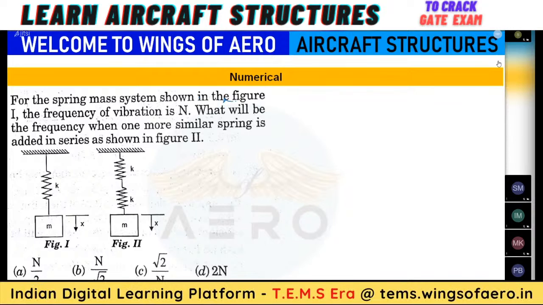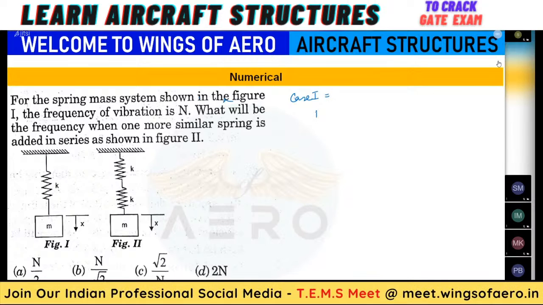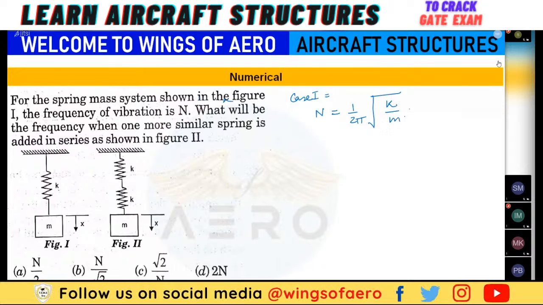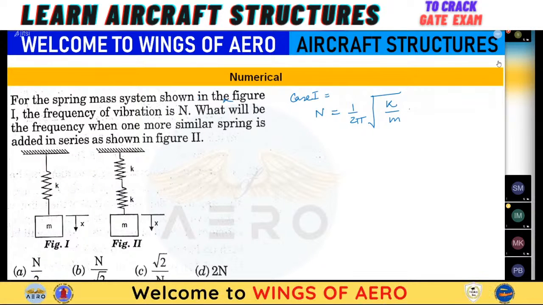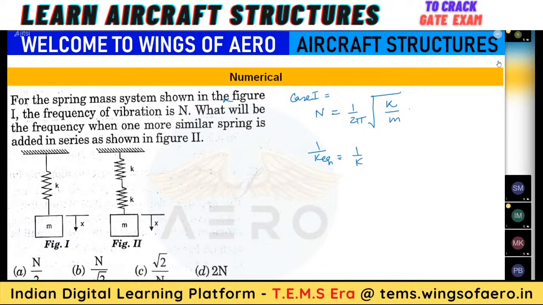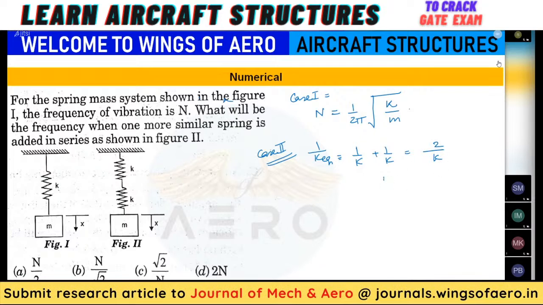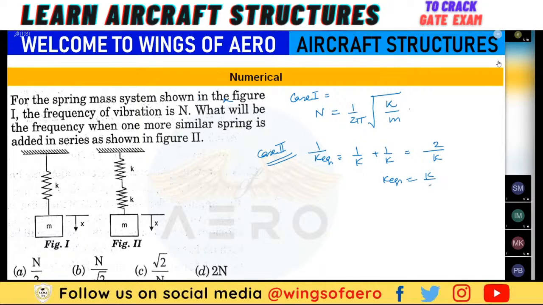So for the case 1, n represents 1 by 2 pi root over k by m. I can simply write that. But in case of series, for the case 2, I know k equivalent becomes 1 by k plus 1 by k, we will get 2 by k. Then k equivalent becomes k by 2.